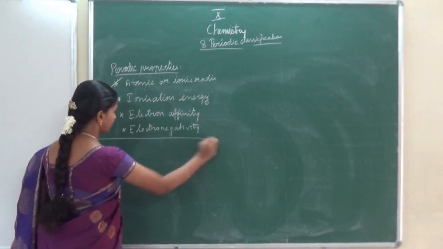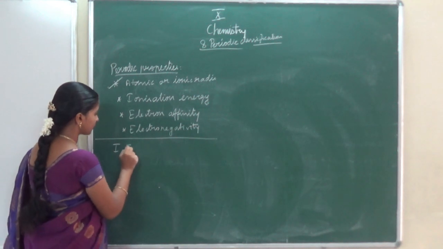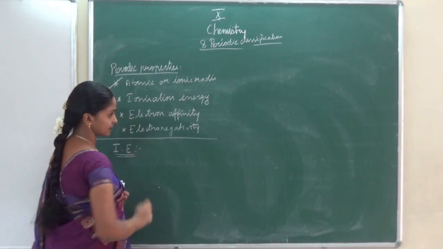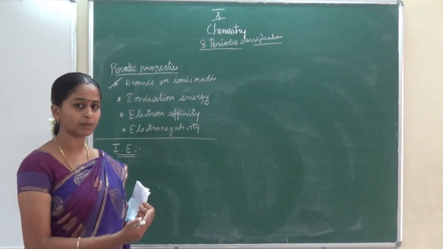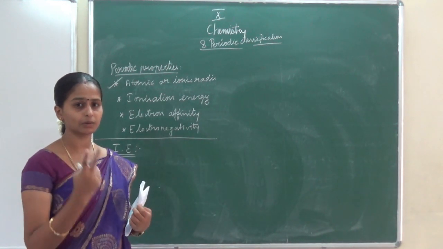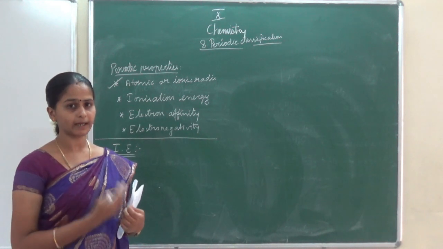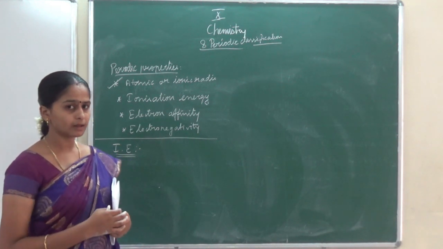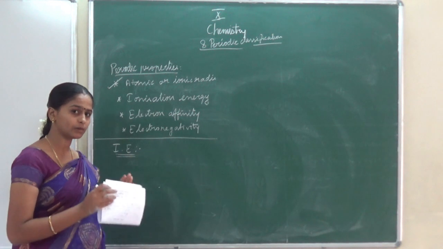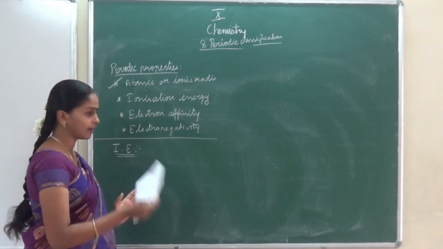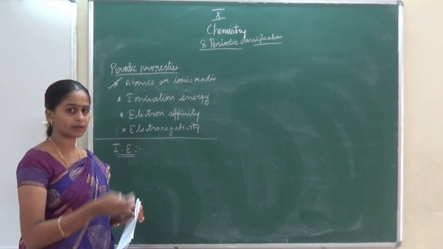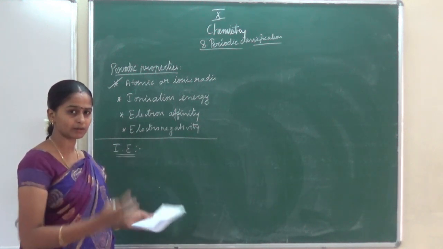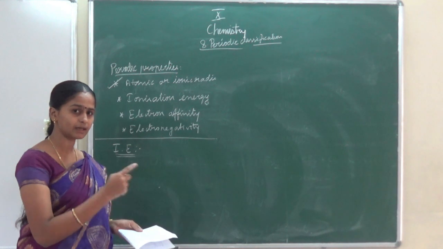So first, ionization energy. This ionization energy is nothing but ionization. That means we have to make one atom into ion. We know two ions. What are the two ions? Cation and anion. So we are going to make one neutral atom become an ion. We have to spend some energy to remove the electron from the particular neutral atom so that it will become an ion.